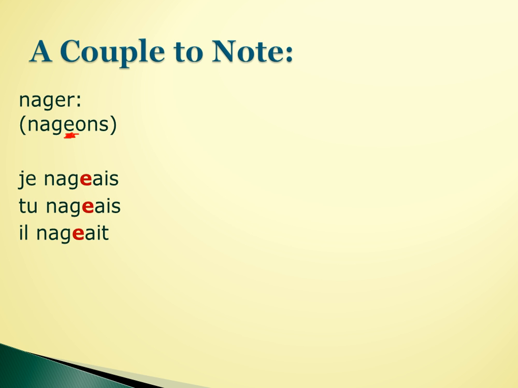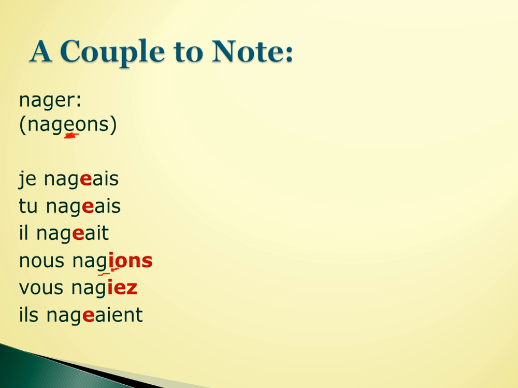Now, with the nous and the vous, we no longer need the E because a G before an I sound is going to be the soft G. So, nous nagions, there's no need to put that E in there. Vous nagiez, same thing here. But then, when we get back to the last part, ils, we have to put the E back in there.